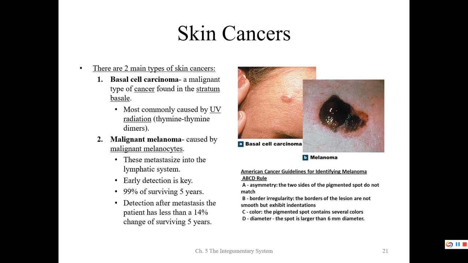We want to look for A, asymmetry, B, border irregularity, C, color, and D, diameter. If it's asymmetrical, the two sides of the pigment spot don't match, then that could be a malignant melanoma. If the border is irregular, borders of the lesion are not smooth but exhibit indentations, then it could be a malignant melanoma. If the pigmented spot contains several colors, this could be a malignant melanoma. If the diameter is bigger than 6 millimeters, this could be a malignant melanoma.